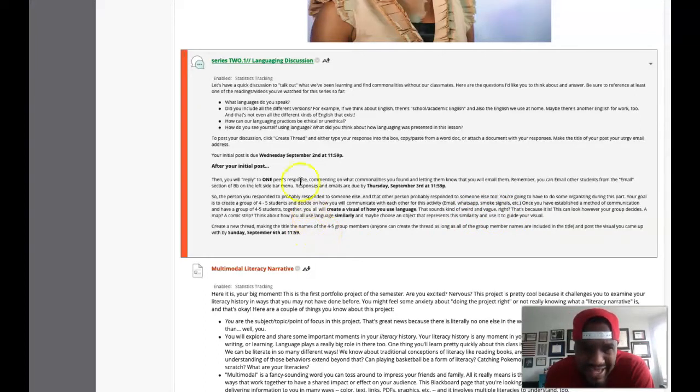and then once your group has created the visual, you will come back here, create a new thread, making the title the names of the 4 to 5 group members. And post the visual you came up with by Sunday, September 6th at 11:59. Okay, so you're making a post, you're responding to a post, and then your group is making a new post. Those are the 3 things you're going to do: September 2nd, September 3rd, September 6th.